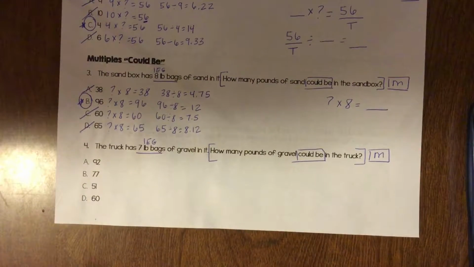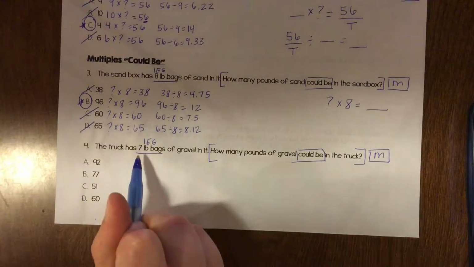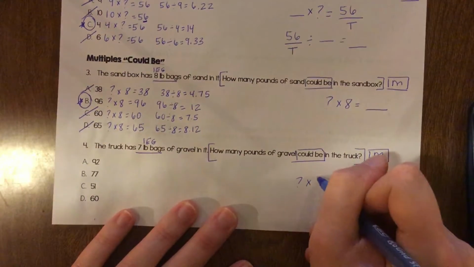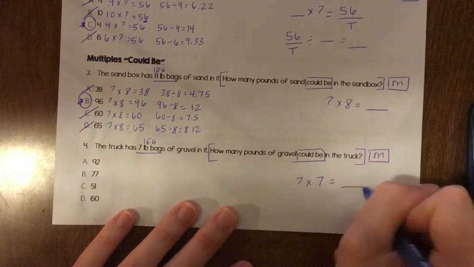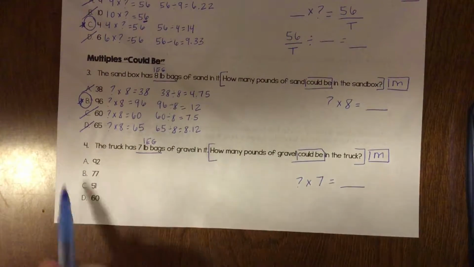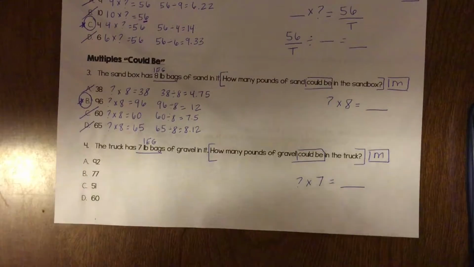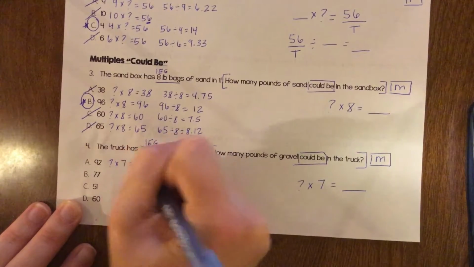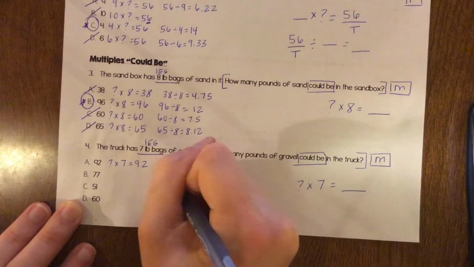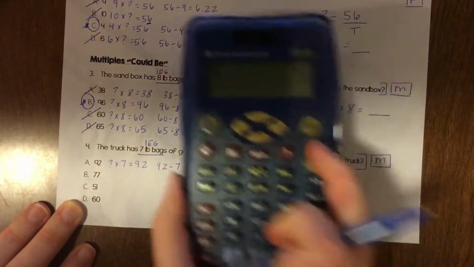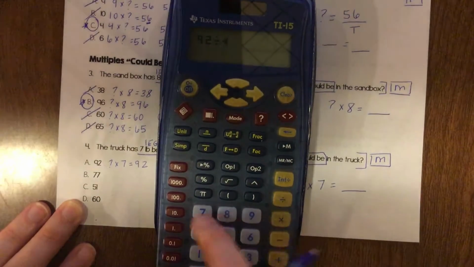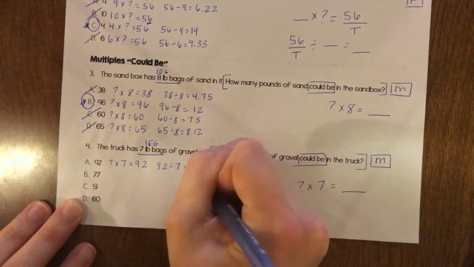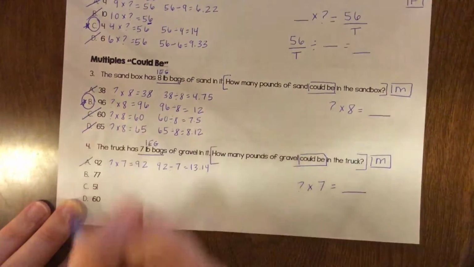I know multiples are counting by the number, and I'm counting by the number 7. So I need to ask myself, how many times can I count by 7 to hopefully get blank? And in this blank, I can test out my answer. So for A, how many times can I count by 7 to hopefully get 92? If I do 92 divided by 7, check that with my calculator, I get 13.14. Not a whole number, can't be A.